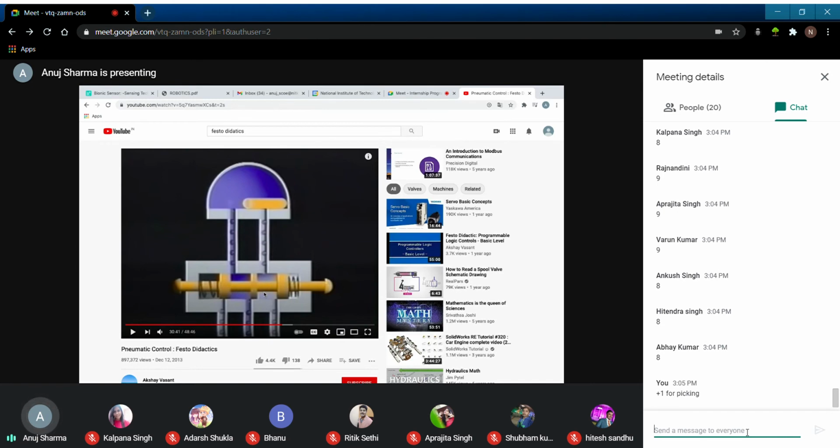If I am saying 5/2, that means there are 5 ports and 2 directions or 2 positions of a particular valve. In this example, it is a 5/3 valve. You can see there are 5 ports: 1, 2, 3, 4, 5, and there are 3 positions: extreme left, extreme right, and center position. So when there are 5 ports and 3 positions, it is a 5/3 valve, and when there are 5 ports and 2 positions, it is a 5/2 valve.